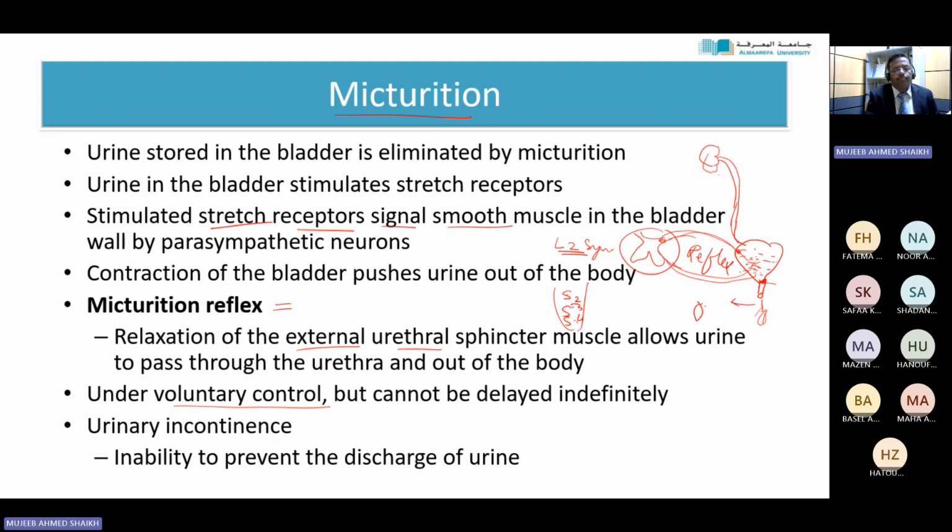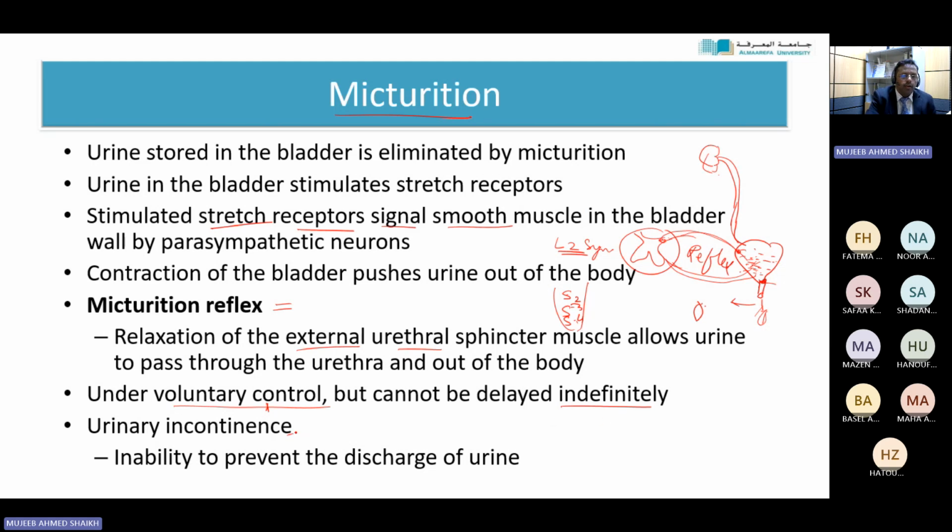Suppose a person is doing some work, and at that time he feels the urge to pass the urine, still he can hold it for some time, and then when the work is done, he will go to the bathroom and void the urine. So it has got voluntary control also, but cannot delay indefinitely. That means you cannot hold from morning till evening. You cannot delay, but for some time you can.